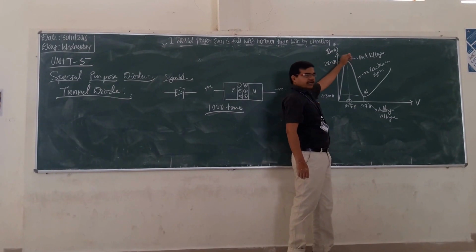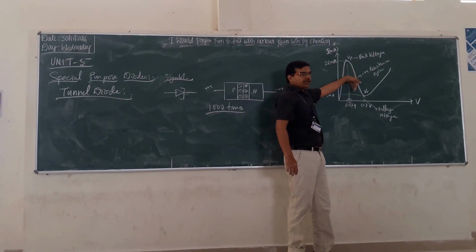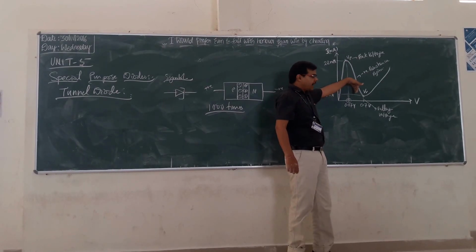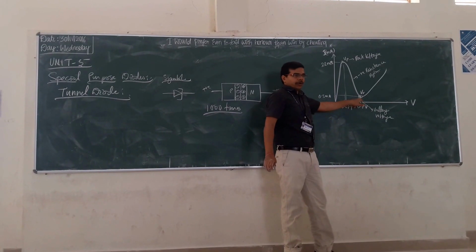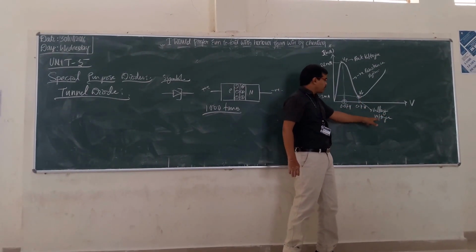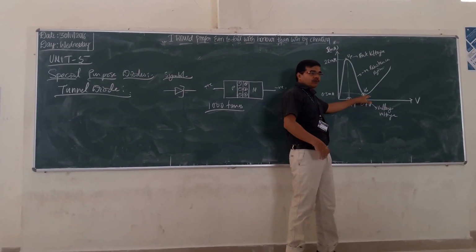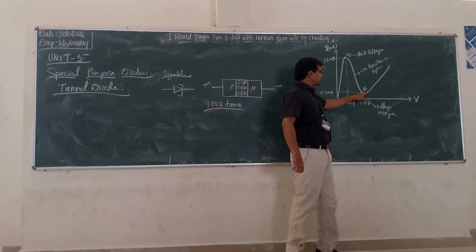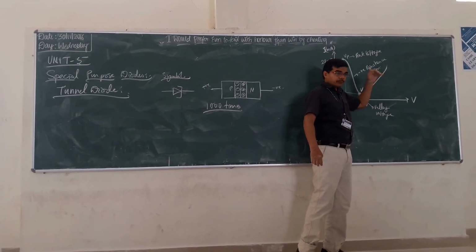Okay. And after this peak voltage, if we are increasing further, you will see that with increase in voltage, there is decrease in current, and this will go up to a certain limit. This is your valley point, and whatever the constant voltage is there, that is your valley voltage. Now from this valley voltage, if we increase the forward voltage again, you will see that with increase in voltage, there will be an increase in current.